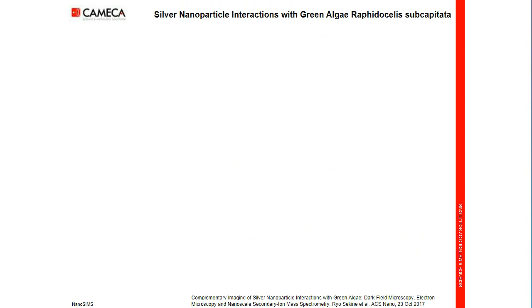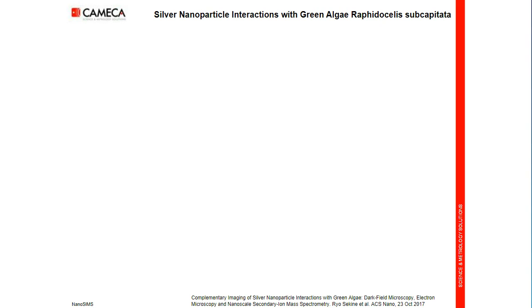Let's switch to silver nanoparticles. They are extremely present in many products, hence are one of the most present nanoparticles in the environment. Ionic silver, Ag+, is known to be toxic towards a variety of organisms in aquatic and terrestrial environments. And this article by Ryoseki et al. in ACS Nano 2017 illustrates the usefulness of correlating different types of microscopies, each bringing its own level of information.